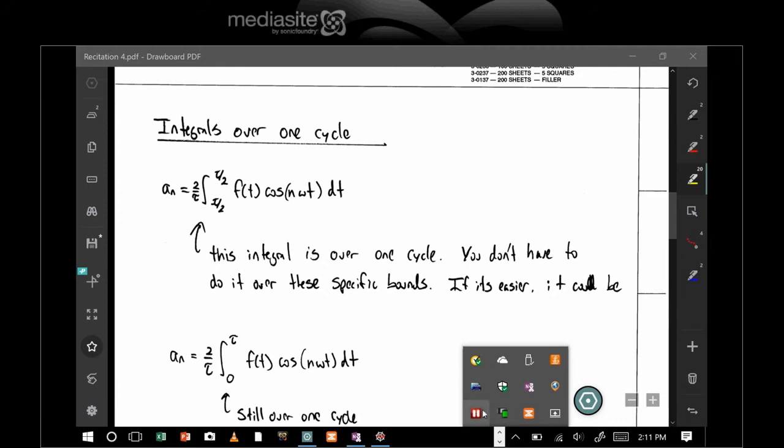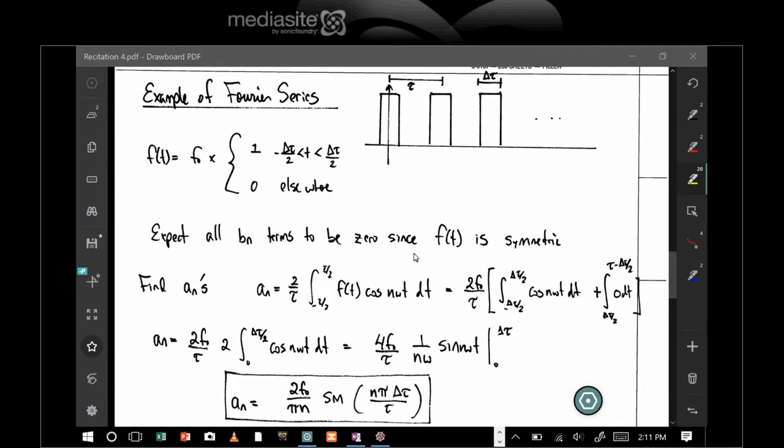Okay, so let's quickly look at an example of a Fourier series. What I have here is a positive square function. It goes up to a value f naught, has a width delta tau, and has a period tau. And notice, I can't write a nice mathematical form except for saying that f of t is equal to f naught over this range here and 0 everywhere else.